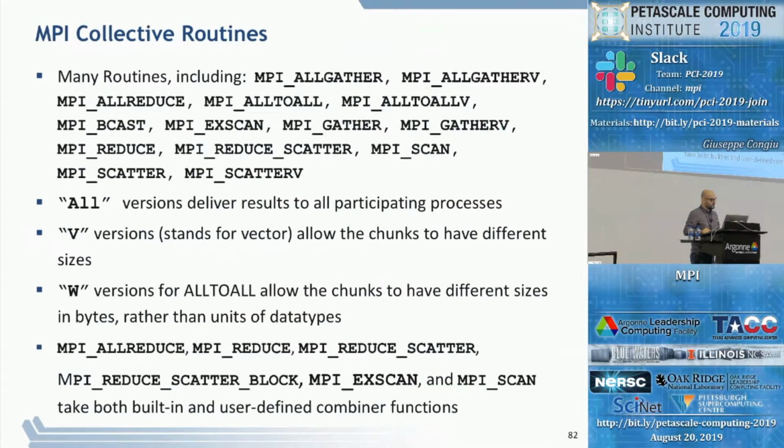So there are many collective routines. We have seen MPI reduce, MPI gather. There are also versions of this, as we saw, that return the result to all the processes. There are also versions that allow the user to specify different sizes and different vectors instead of just one vector. In the collective operations, these are suffixed by the letter V. There is also an additional version that allows you to specify different data types for the different chunks in the vector, which is the W.